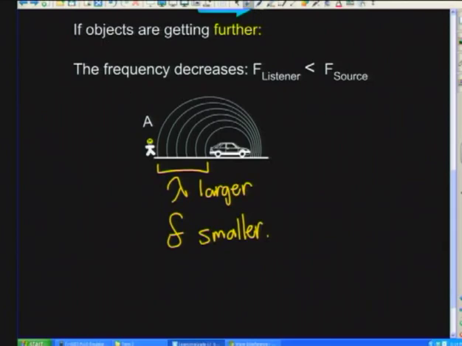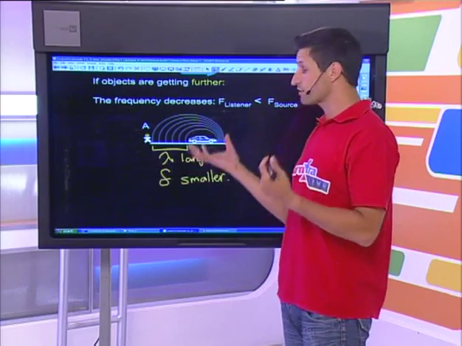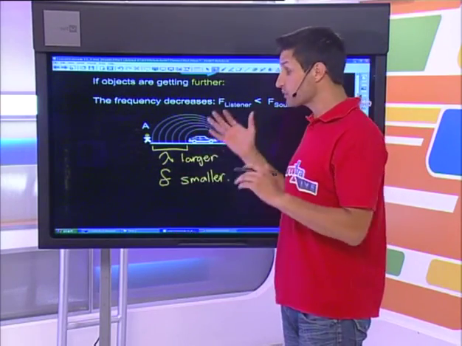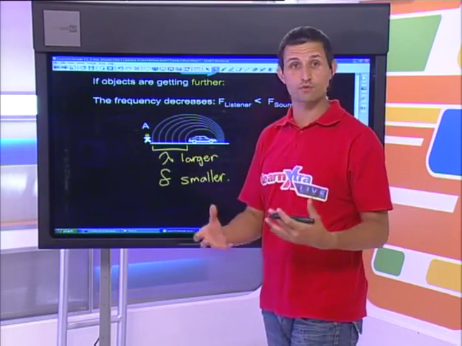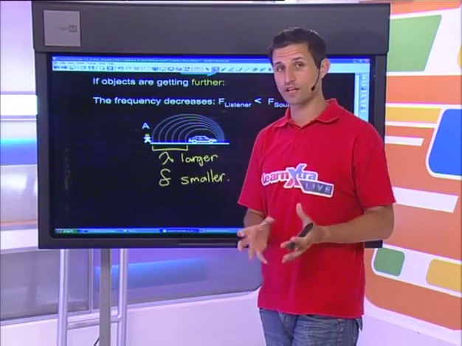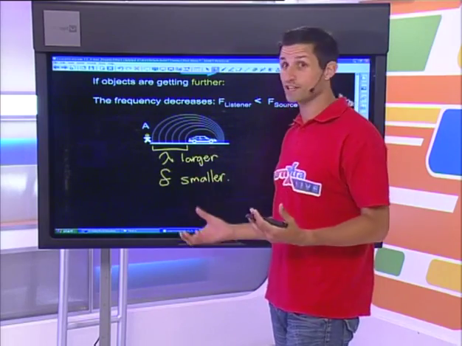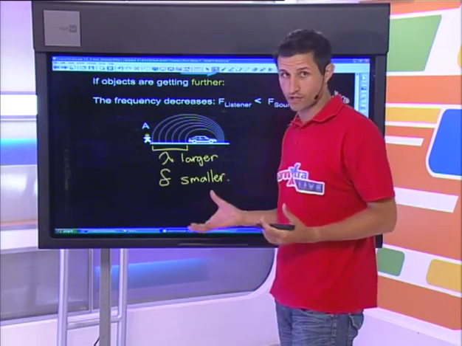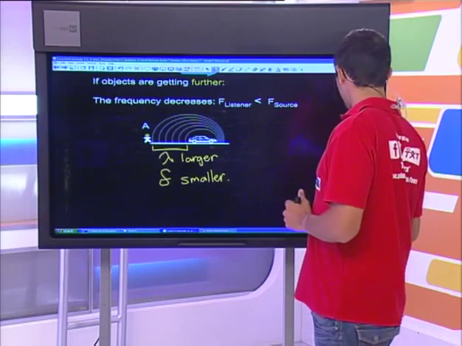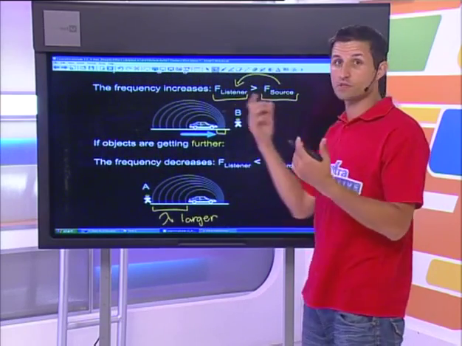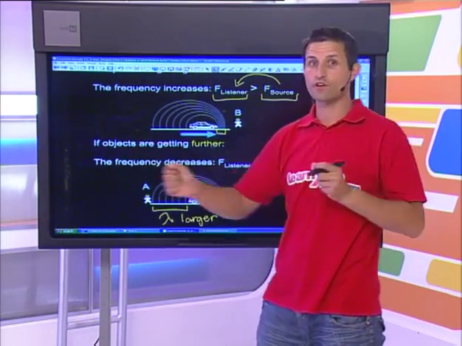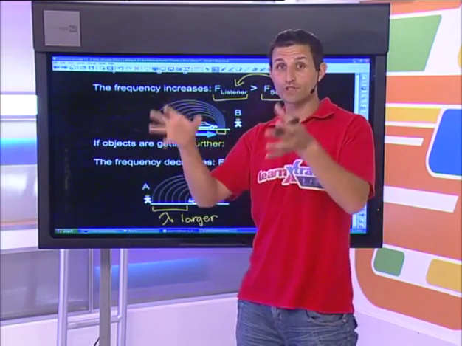And that's great. If you can make this prediction, if you can apply your knowledge of the basic Doppler effect, that means that you're setting yourself up for success when you start to deal with the Doppler equation. The Doppler equation, unfortunately, seems to be the source of a lot of worries. So once again, when things are getting closer, the frequency increases. When they're getting further apart, the frequency will decrease.